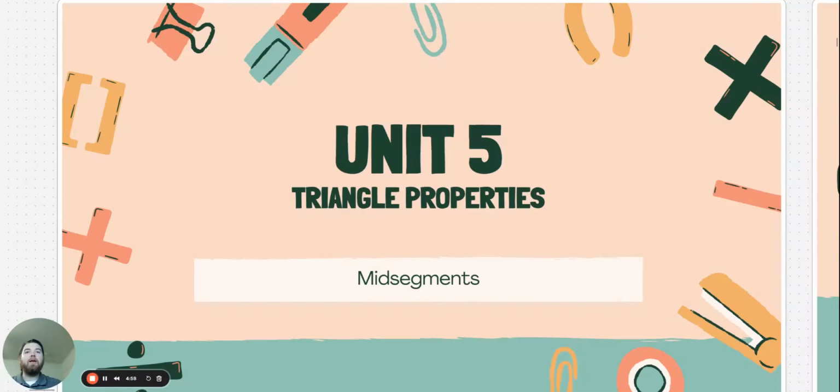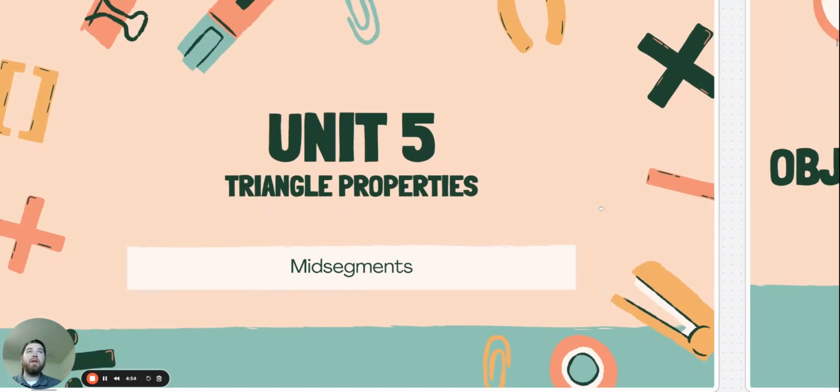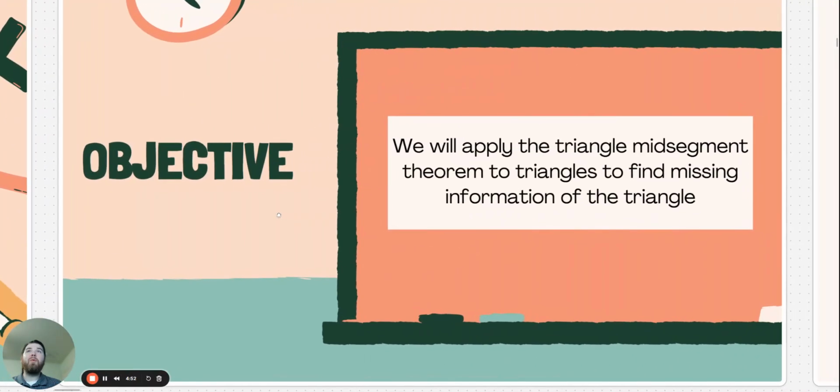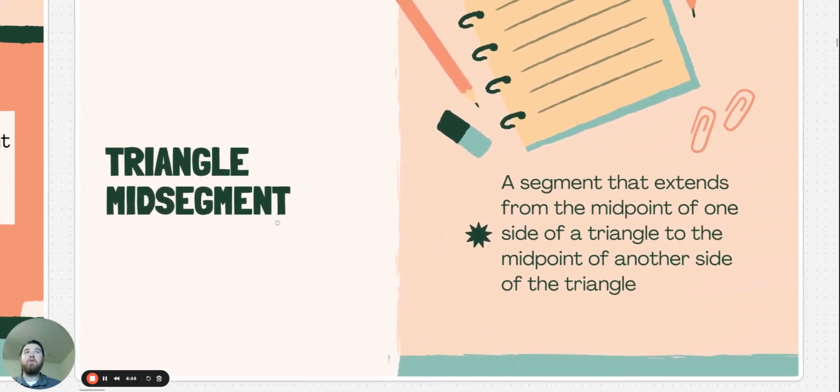Alrighty, we are looking at triangles again today, and specifically what we're looking at is a midsegment. So our objective is that we want to be able to apply the triangle midsegment theorem to triangles to be able to find missing information within that triangle. So what is a triangle midsegment?